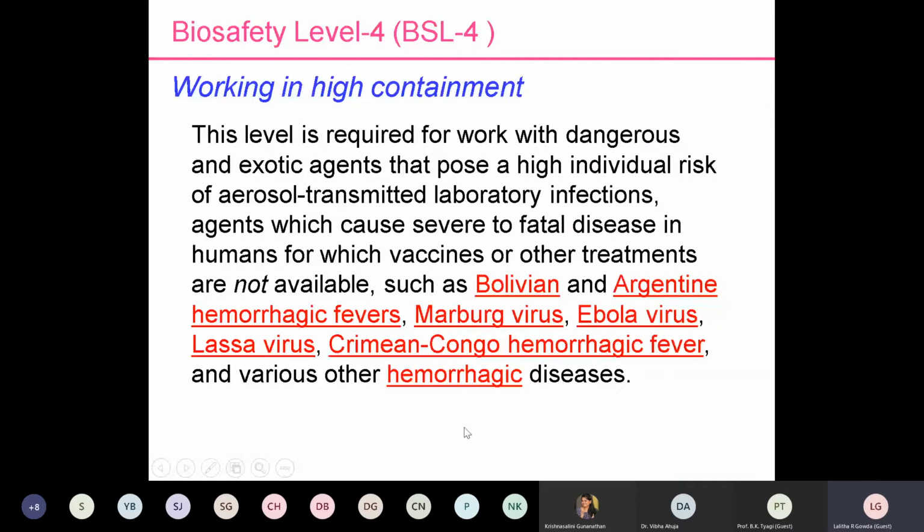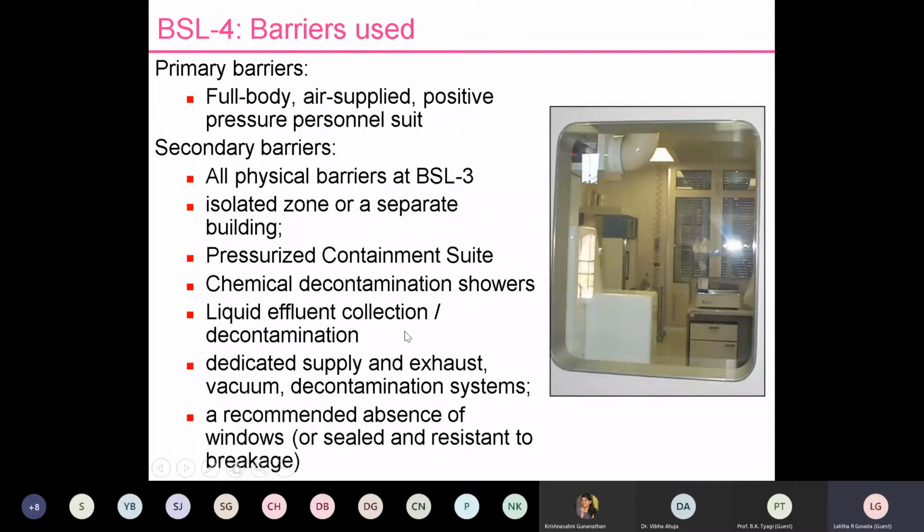Biosafety level 4 is the highest level of containment, as we have seen. And the level of containment is that the biosafety level 4 lab should be completely isolated, at a distance from any other laboratory. And they will have, in addition to all the primary barriers, such as a full body, air supply, positive pressure personal suit, an isolated zone, a separate building, pressurized containment suits, and chemical decontamination showers at the entrance, different from that at the exit.